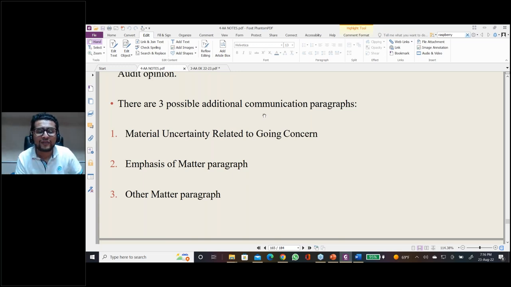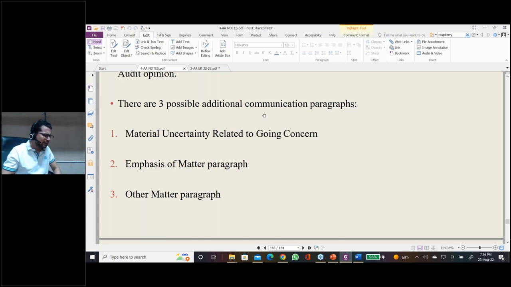The first paragraph is called MURGC: Material uncertainty related to going concern. So if you are going to incorporate an additional paragraph within your audit report called MURGC, your audit report would not be a standard report. It will not be an unmodified audit report. Rather, it would be considered a modified audit report. But please understand, MURGC has got nothing to do with the opinion. Still, your opinion is that the financial statements are reflecting a true and fair view.